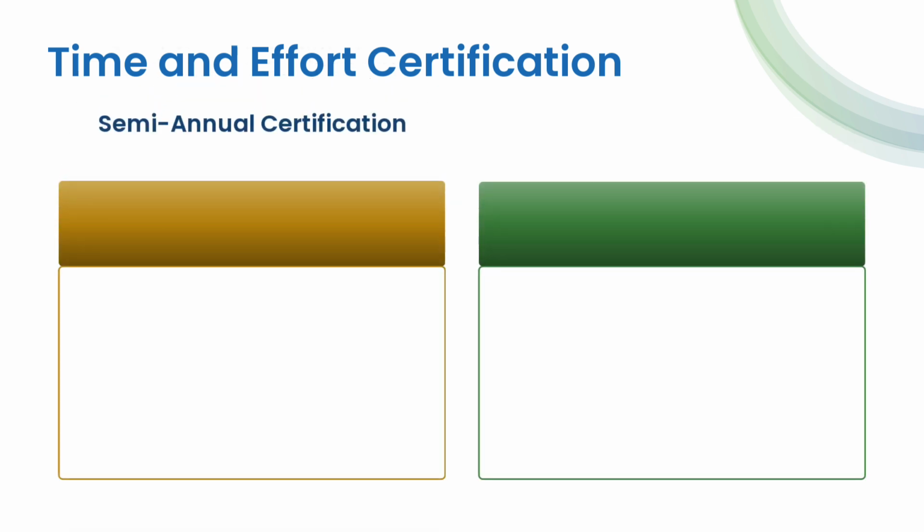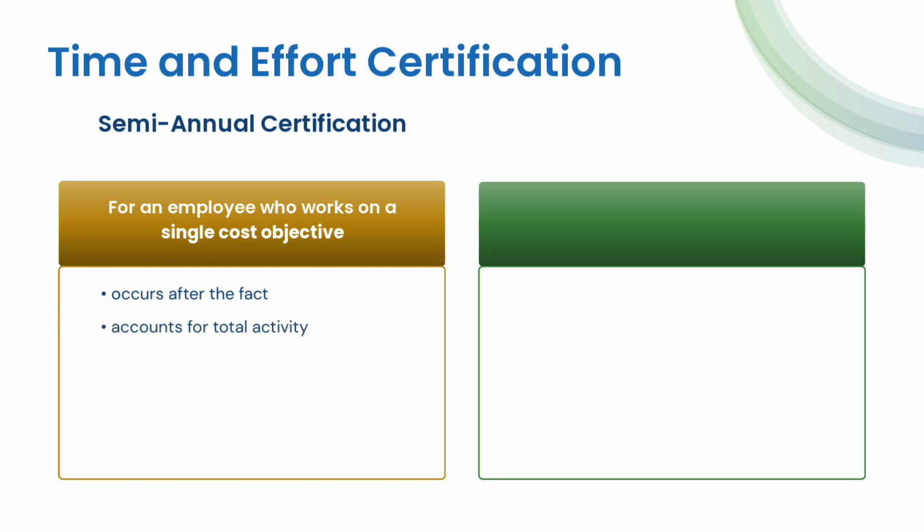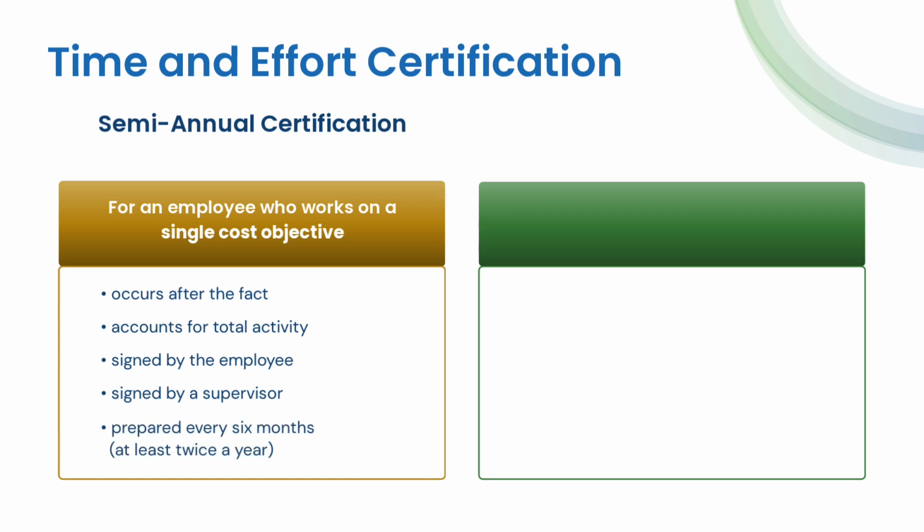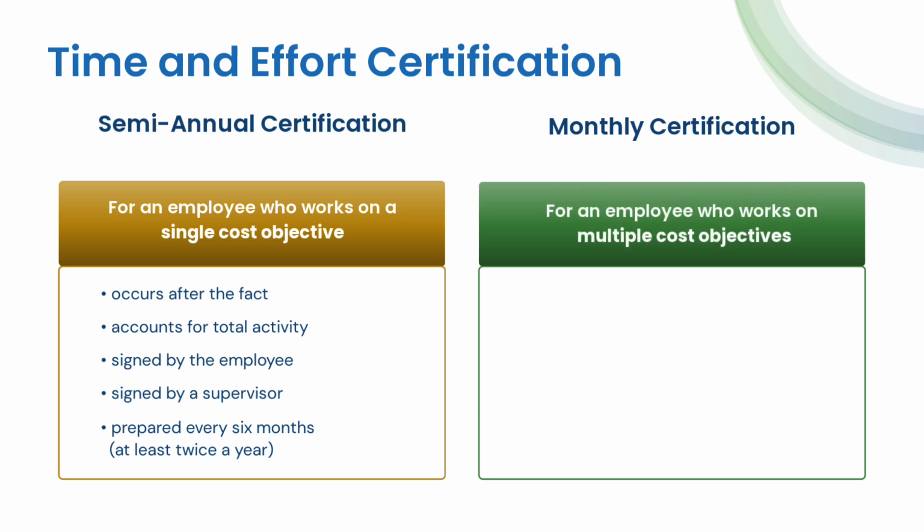Time and effort certification requirements depend on the type of cost objective. Semi-annual certification is required for an employee that works on a single cost objective. Certification occurs after the fact and accounts for the total activity. It is signed by the employee and a supervisor and is prepared every 6 months or at least twice a year. Monthly certification is required for an employee that works on multiple cost objectives.